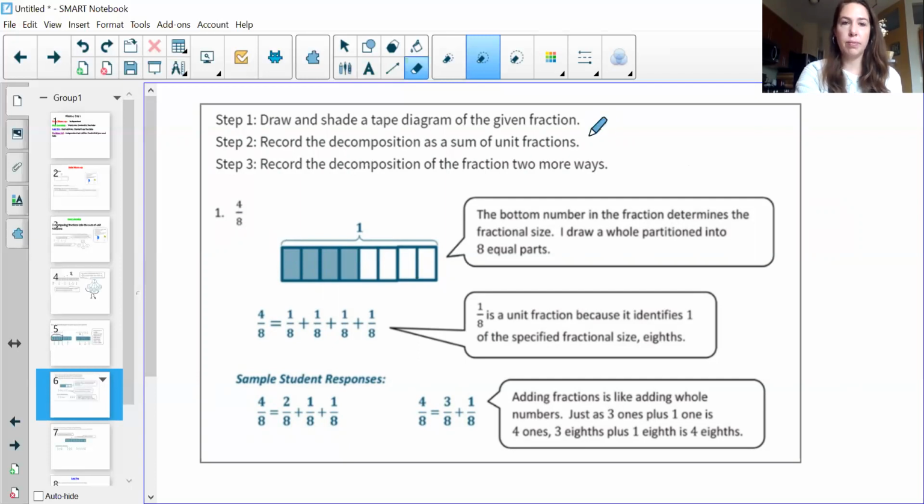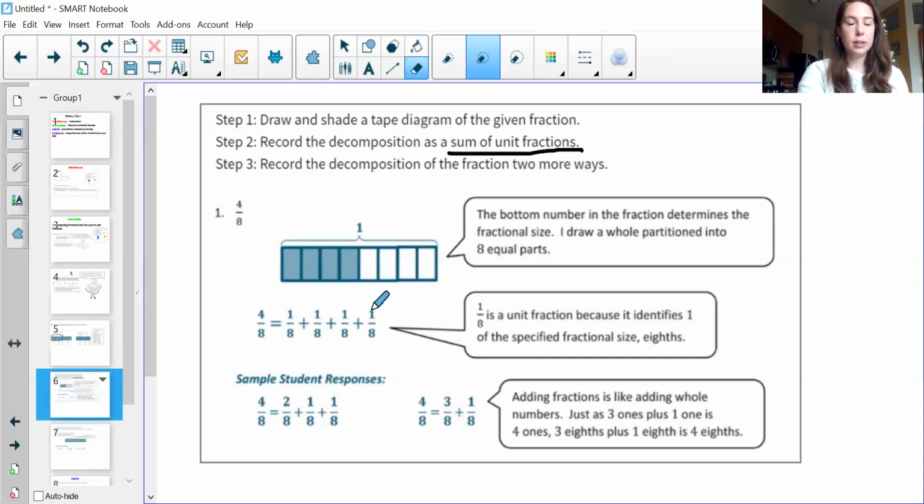Step 2, record the decomposition as the sum of unit fractions. So sum of unit fractions means you have to use unit fractions. Remember, unit fractions have 1 as the numerator. So down here, right here, they did 4/8 equals 1/8 plus 1/8 plus 1/8 plus 1/8.